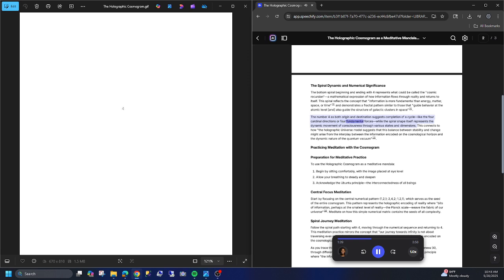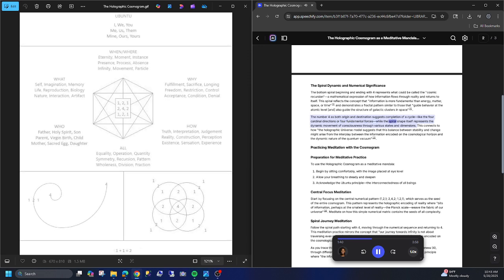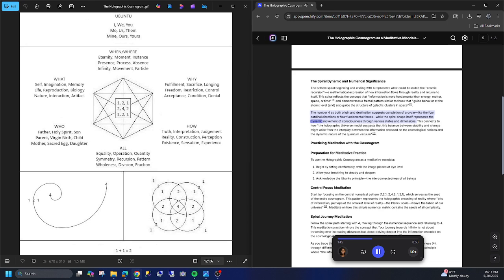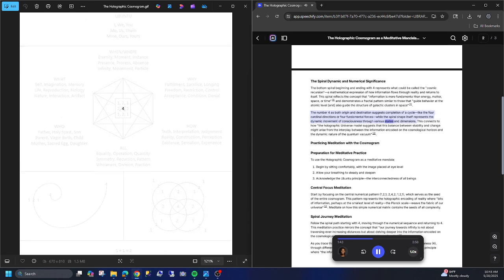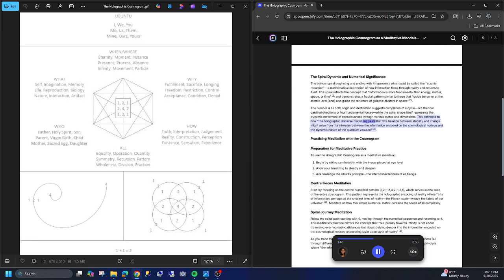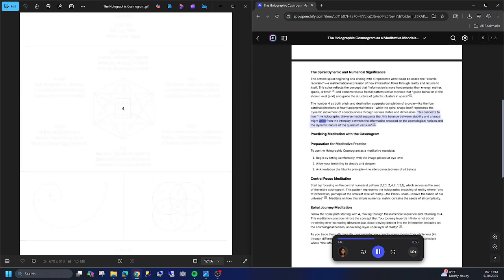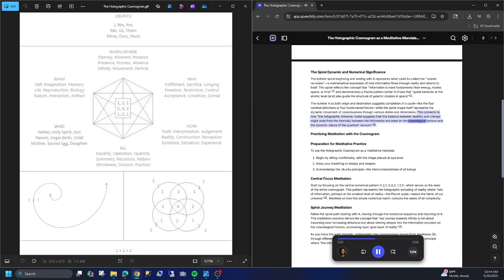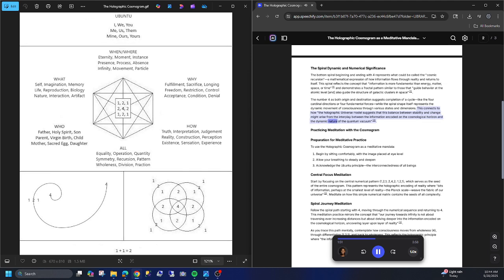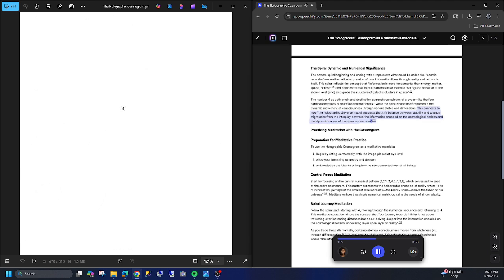The number 4 as both origin and destination suggests completion of a cycle, like the 4 cardinal directions or 4 fundamental forces, while the spiral shape itself represents the dynamic movement of consciousness through various states and dimensions. This connects to how the holographic universe model suggests that this balance between stability and change might arise from the interplay between the information encoded on the cosmological horizon and the dynamic nature of the quantum vacuum.